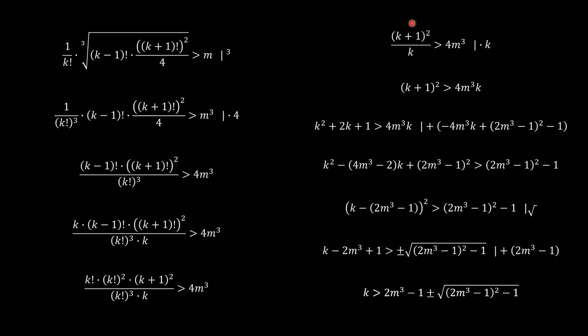We cancel the k again by multiplying by it, and we get k plus 1 squared is bigger than 4 times m to the third times k. And if we multiply out the square like so and get this on the other side, we can actually use just the square polynomial formula to solve such square inequalities, which is just the same for equalities. I have written out the steps here, but I won't go into them in detail because they're just completing the square. So our final result is this inequality, which we are going to look at now.